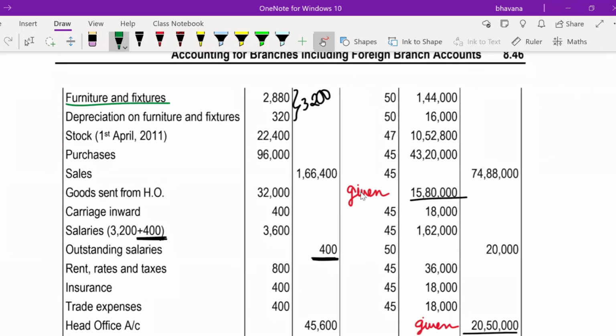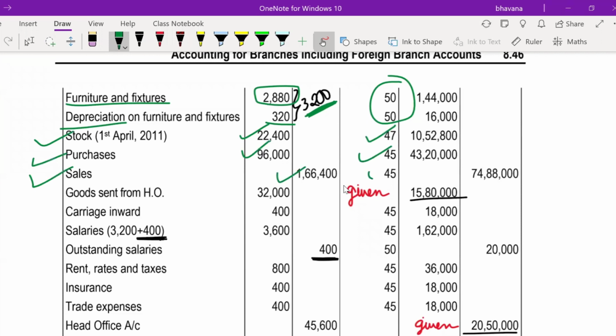Furniture and fixtures, the total amount is $3,200 that is given in the question. But here you have to take a depreciation of 10%, which is $320. So the remaining balance you will write here, furniture and fixtures, and this again you will convert at the closing rate. Then opening stock directly given, use the opening rate and convert it. Purchase, sales directly given, using the average rate, convert it. Then goods sent from head office, directly in the question the conversion was given. Carriage inward will be converted using the average rate.